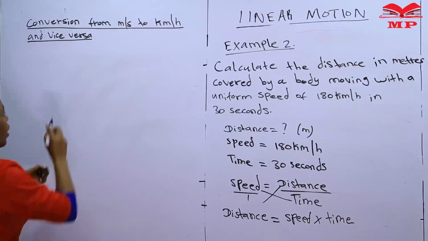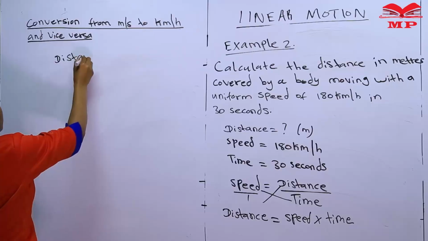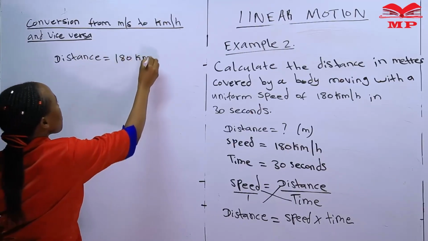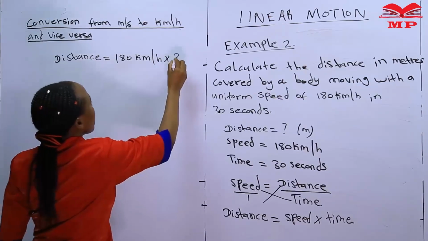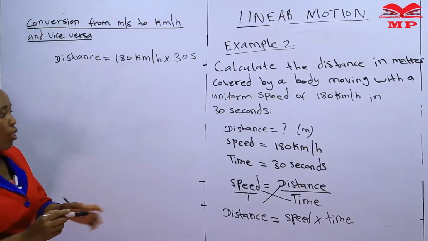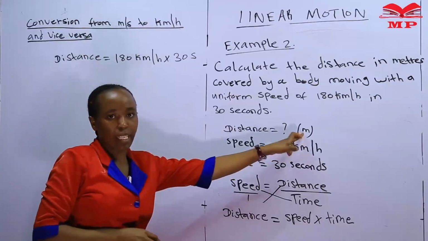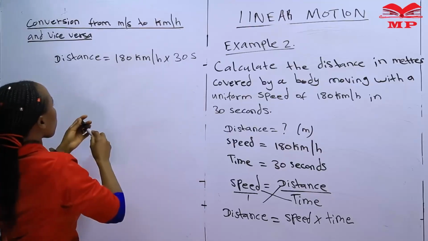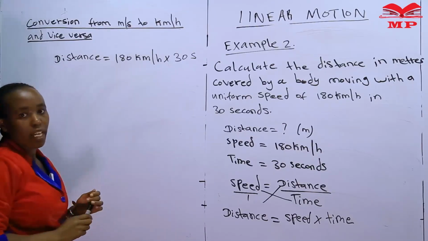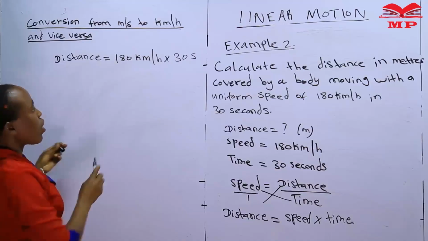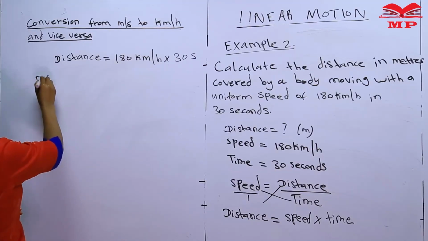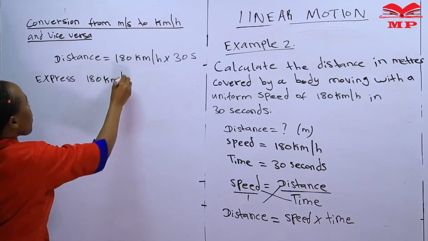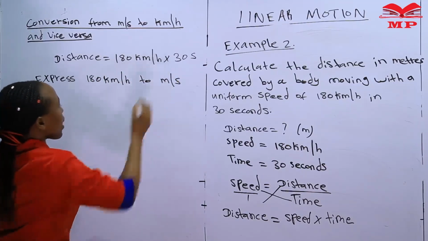Therefore distance will be equal to speed. Our speed is 180 kilometers per hour and our time is 30 seconds, and we are going to give our answer in meters. Here we have hours and seconds, and here we have kilometers. So for us to get our answer in meters, we need to express the 180 kilometers per hour in meters per second.